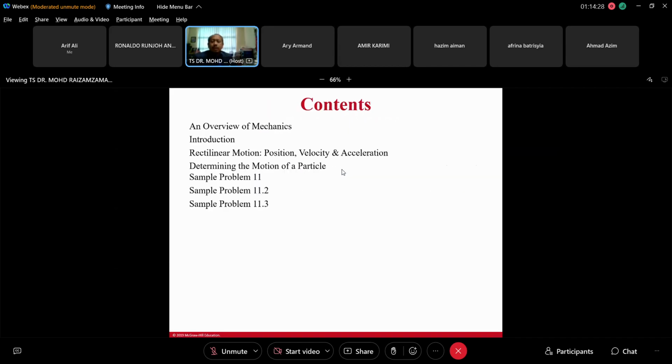Okay, now let's look at the content of these topics. First, I will give you some overviews of mechanics, and then introductions. What is the rectilinear motion? How to get positions, how to get velocity, and how to get accelerations. Once you are able to find these three kinematics quantities, all of you should be able to determine the motions of particles. And then of course we provide sample problems to enhance or boost your understanding. Right? So that's the idea.